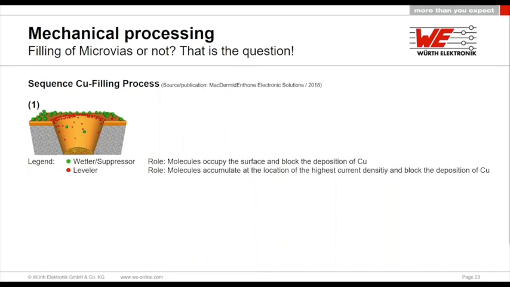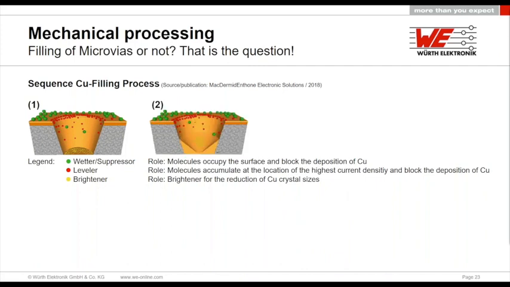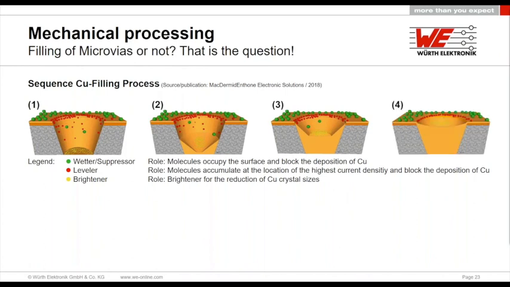Then we have the leveler chemistry. The leveler molecules place themselves at the locations of the highest current density and block the deposition of copper there, which is mostly on edges, for example. And then we have the brightener. The brightener is used to reduce the size of the copper crystals to make the plated copper more reliable. Why is it interesting? Well, if we occupy the surface and block the edges, the copper builds up from the bottom to the top in the microvia, and here you see this in those 4 different steps.